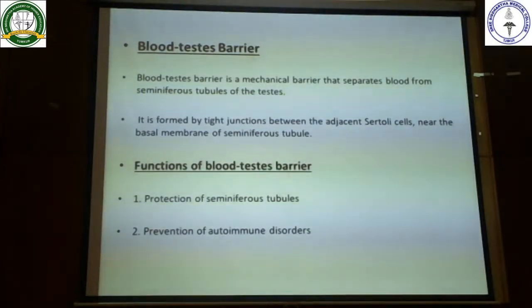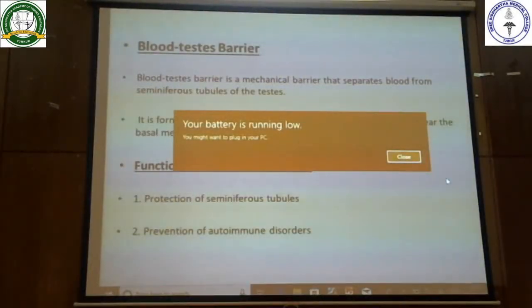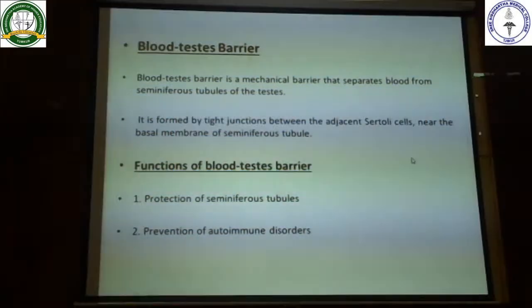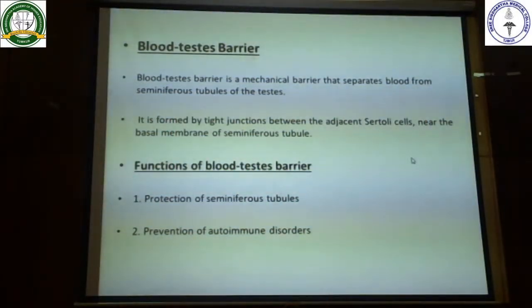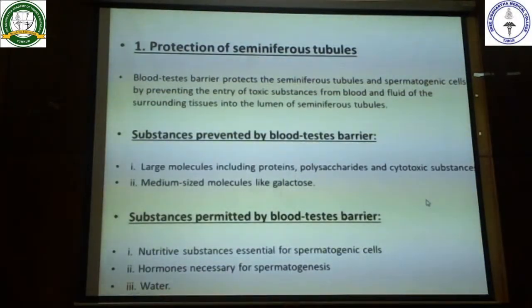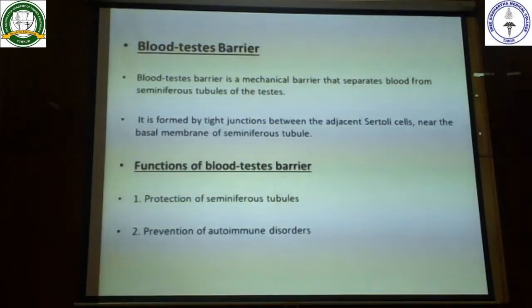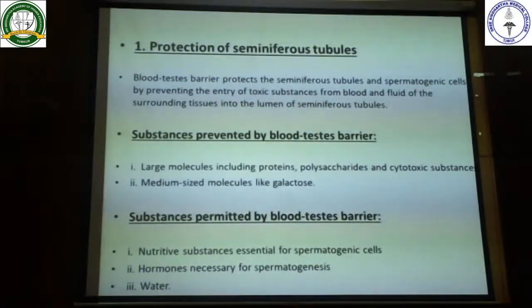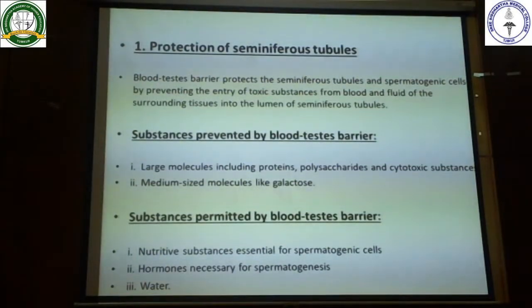Now coming to the functions of the blood-testis barrier. There are two functions. One is protection of the seminiferous tubules, and the second one is prevention of autoimmune disorders. So coming to the first one, that is protection of the seminiferous tubules.